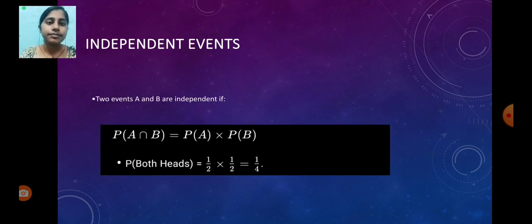Independent events. Two events are said to be independent if they do not affect the other. Like probability of A intersection B is equal to probability of A into probability of B. If the probability of both heads can be given as 1 by 2 into 1 by 2, that is 1 by 4.